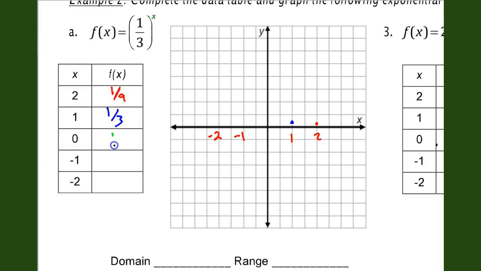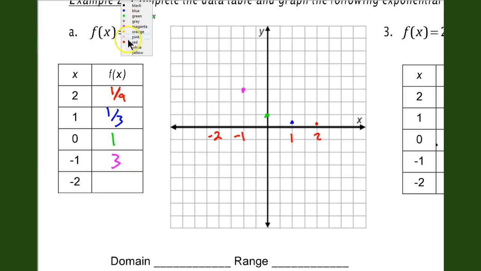Oh no, yeah, 1. So 0 comma 1, right there. What about to the -1? So what does the negative do to the fraction here? Just flips it around. So if positive 1 is 1/3, the -1 will be 3/1, or just 3. So we have -1 and 3.